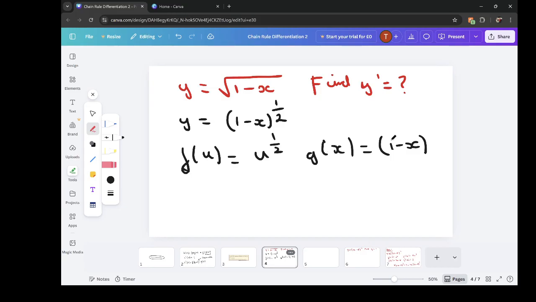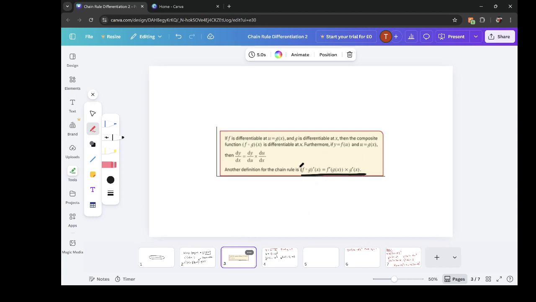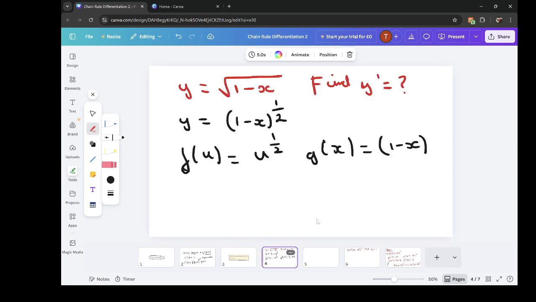Now this is just to class it. It's essentially the same thing. 1 minus x is u, but because most of the chain rule differentiations are written in terms of f of x and g of x, I'm just writing this in terms of g of x. Okay? So once you've classed the terms, what do you do from here?